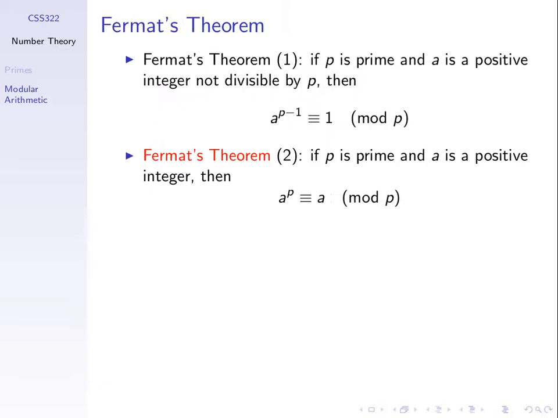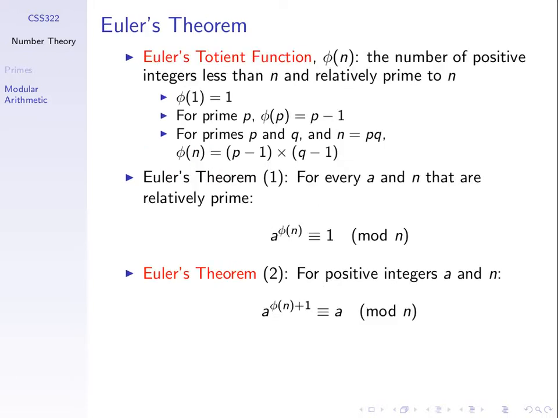What else did we see? We ended with some theorems: Fermat's theorem and Euler's theorem. Remember the totient of n, the count of numbers less than n and relatively prime with n. We'll write down just one theorem because we're going to use it later, this second form of Euler's theorem, this one here. And you saw that in the exam.